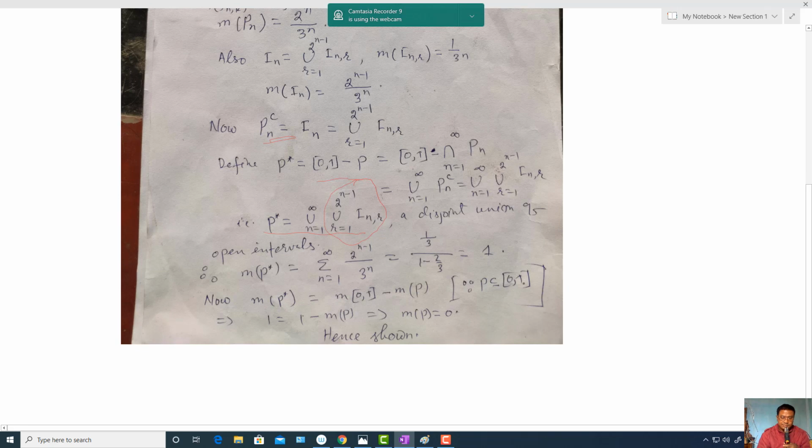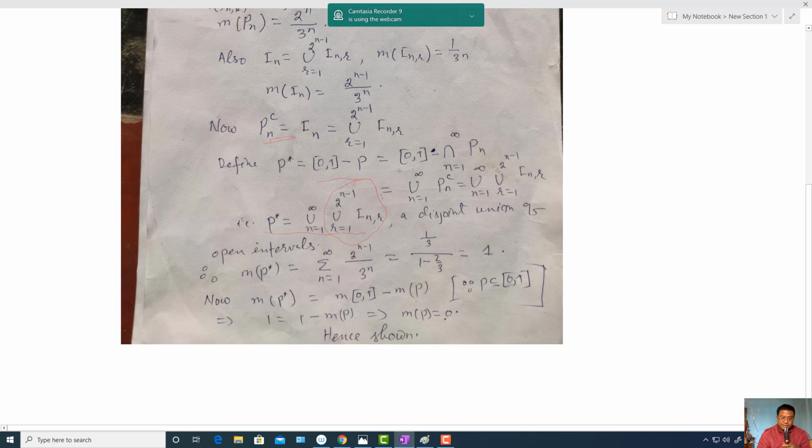Therefore, since P is a subset of [0,1], this is a set difference. What is the measure of this set difference? It is equal to the measure of [0,1] minus the measure of P. This is minus, and that is difference. This is from the theory we discussed last time. So the measure of [0,1] is 1, and P star has measure 1, so 1 is equal to 1 minus the measure of P. After cancellation, the measure of P is equal to 0. That means the measure of the Cantor set is equal to 0.